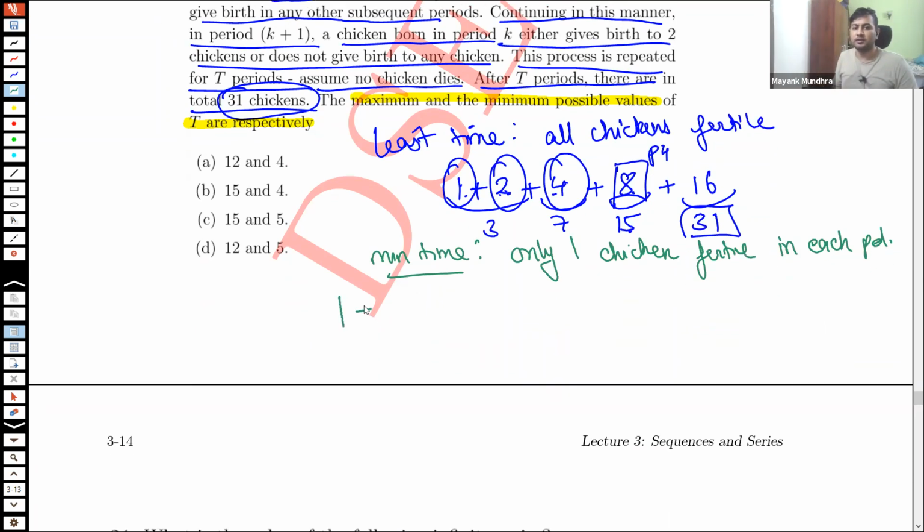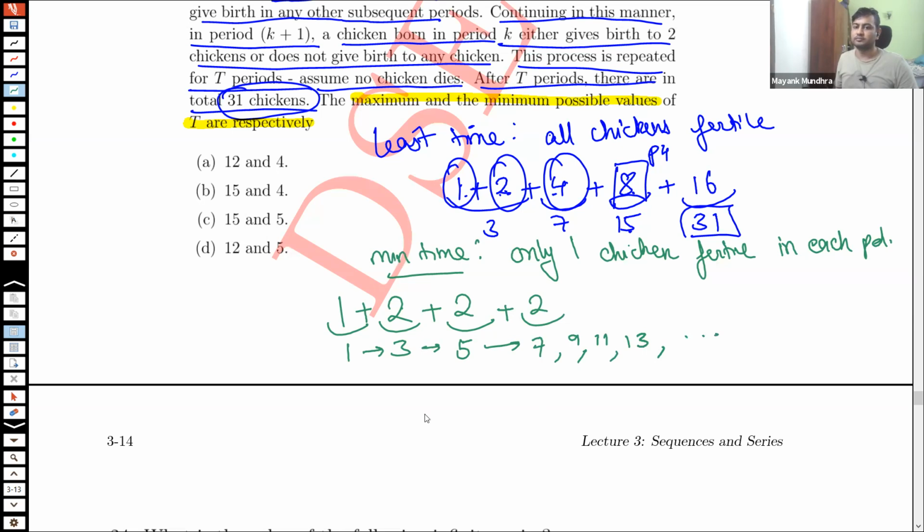So in each period, no matter how many chickens are born, only one of them is fertile. So you start with one, then this one chicken gives birth to two. Total becomes 3. Now in the next period, out of these two chickens, one is fertile, he'll give birth to two more chickens. The other is infertile, so he'll not give birth to any more chickens. So total becomes 5. Then two more are added, so 7. So you see, this becomes an arithmetic progression: 1, 3, 5, 7, 9, 11, 13, and so on.